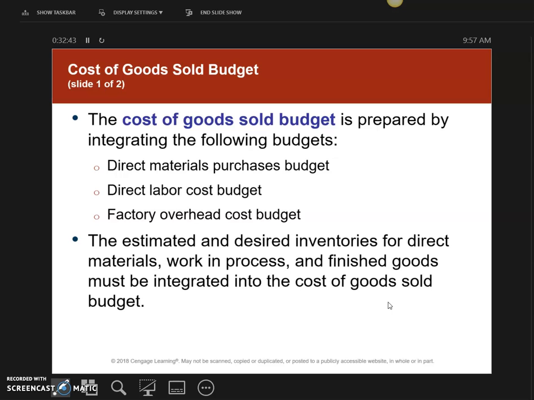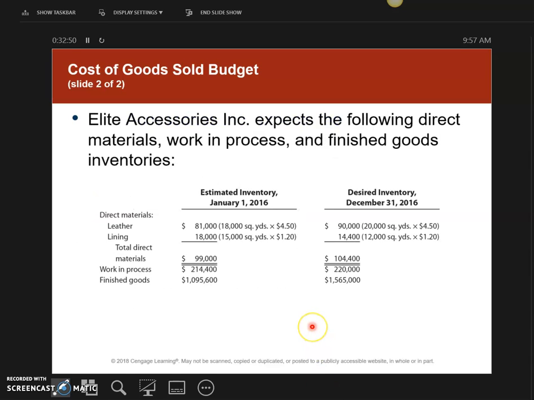We're going to use that same concept with our inventory. So here is what I have. Here's the cost of goods sold budget. Here's my beginning inventory. This is my direct materials. Okay. So this is my actual beginning inventory in my direct materials account. Here's my beginning inventory in my WIP account and my finished goods.